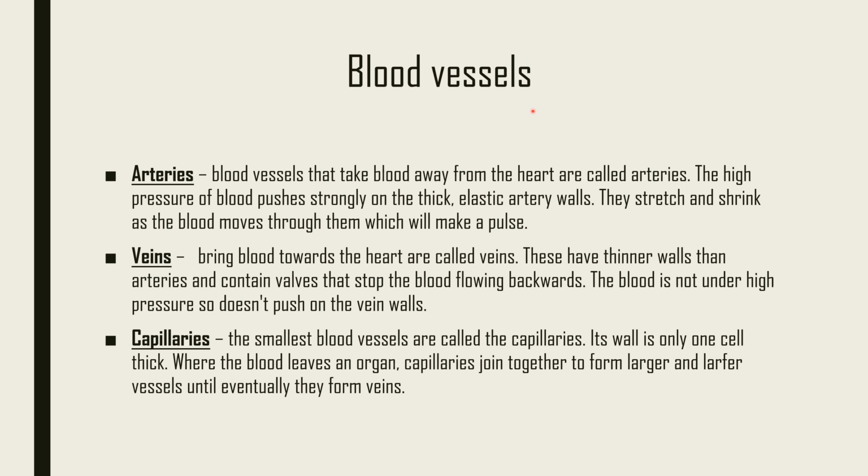There are three kinds of blood vessels: the arteries, veins, and the capillaries. Arteries are blood vessels that take blood away from the heart. The high pressure of blood pushes strongly on the thick artery walls. They stretch and shrink as the blood moves through them, which will make a pulse.